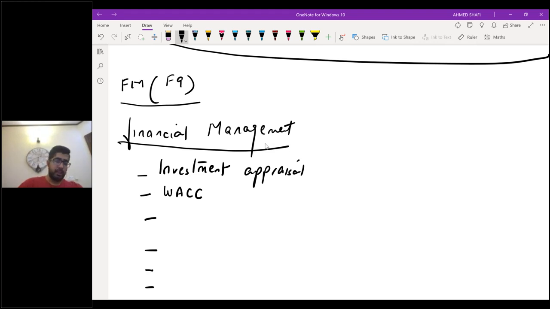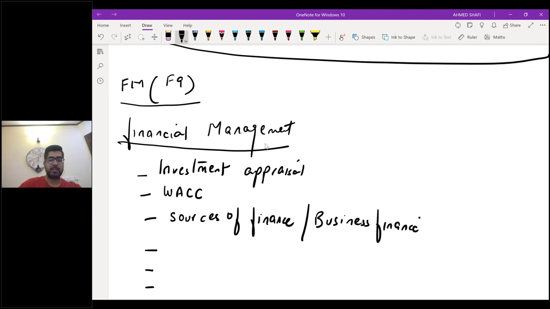The third core area is business finance, commonly regarded as sources of finance. The next core area is risk management, dealing with currency risks and dealing with interest rate risks. This is specifically the risk management area.